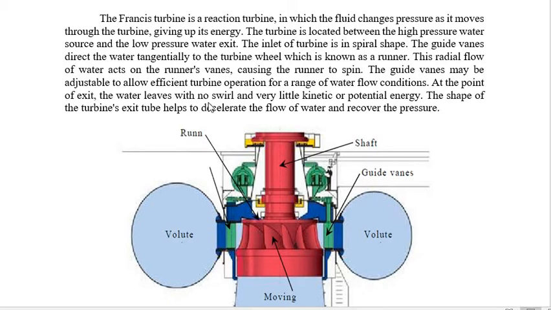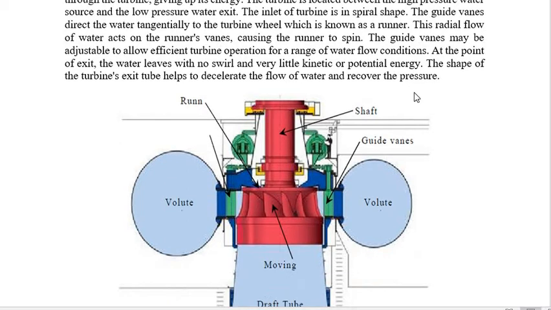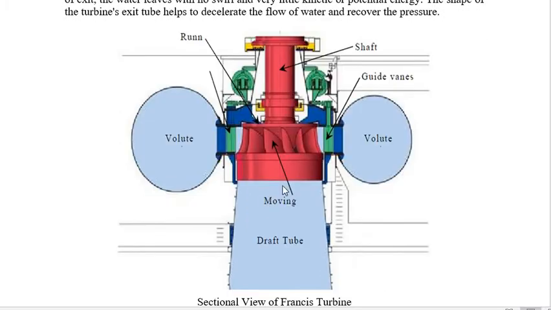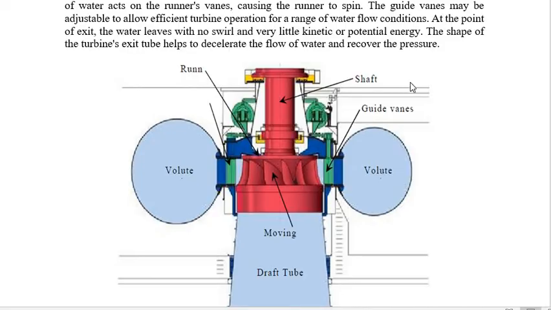At the point of exit, the water leaves with no swirl and very little kinetic and potential energy, because most of the kinetic energy has been converted to run the runner blades, and that actually turns the shaft which is connected to the generator, and it produces electricity out of it. The shape of the draft tube helps to decelerate the flow of water and recover the pressure. As I mentioned, the draft tube is used to recover the pressure up to the atmospheric pressure.